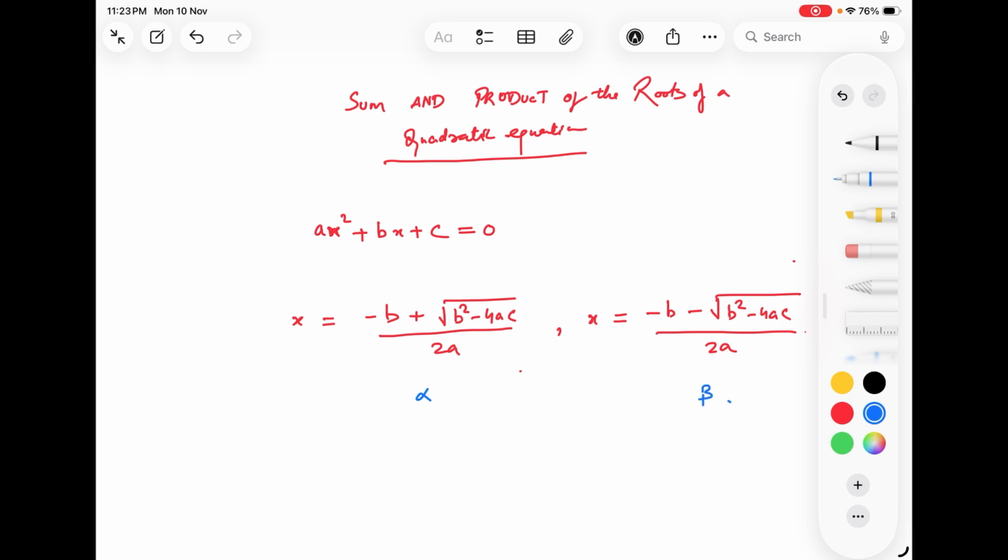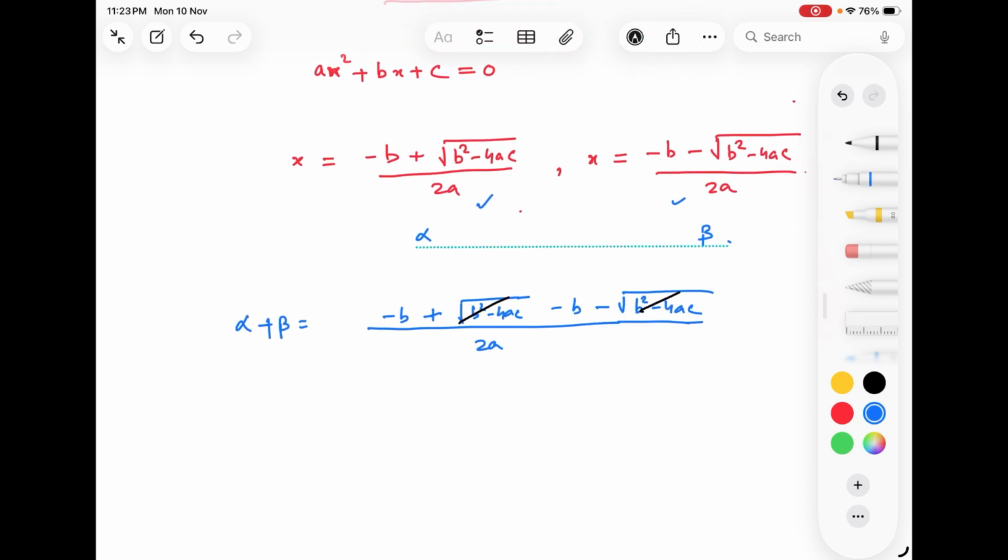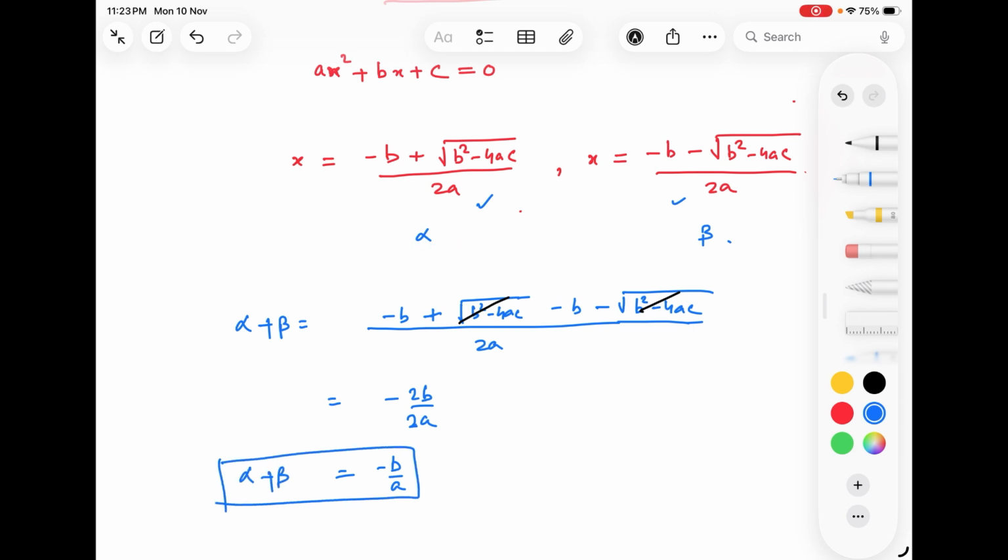Now, if I add the two roots, say alpha plus beta, what do I get? I have to add this and this, right? So, the LCM becomes 2a. The numerator we have minus b plus root of b square minus 4ac, and when we add this we get minus b minus root of b square minus 4ac. So, what I see is that this and this cancel out. We are left with minus 2b upon 2a, that is minus b upon a. So, sum of the roots is minus b by a.